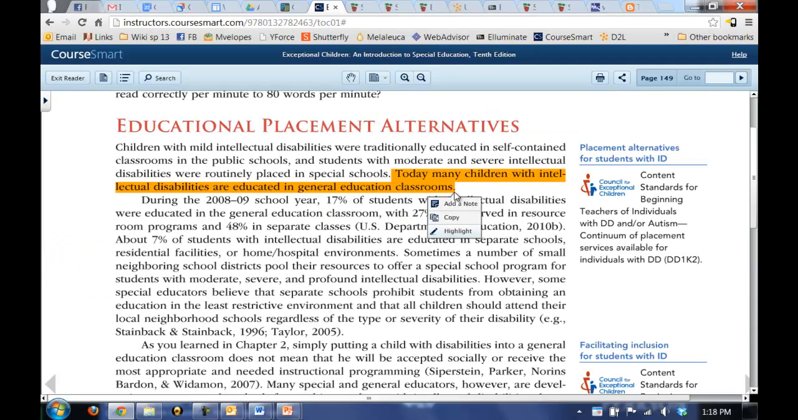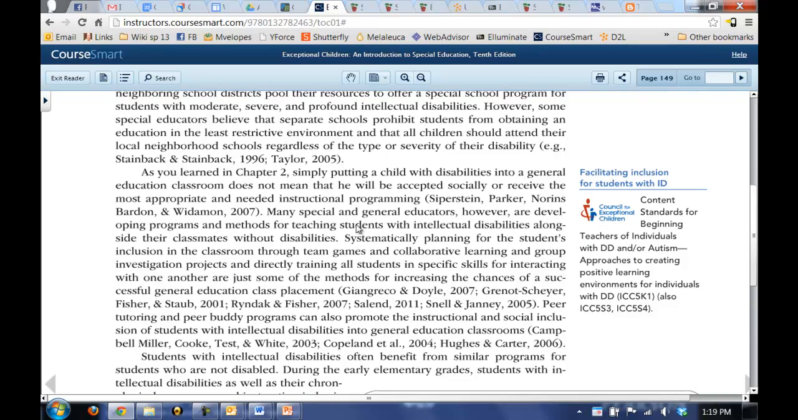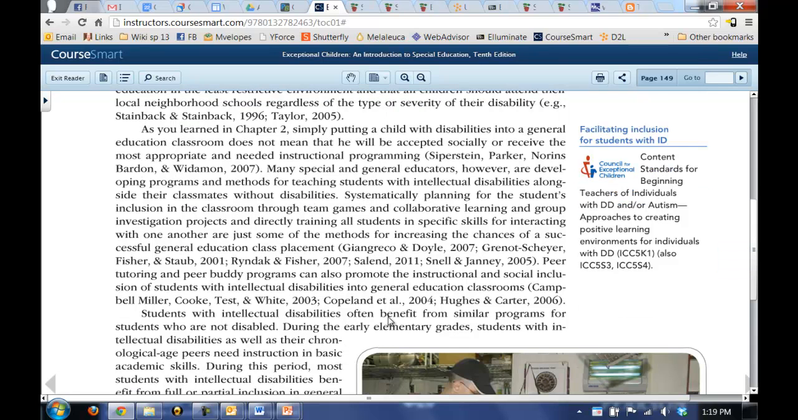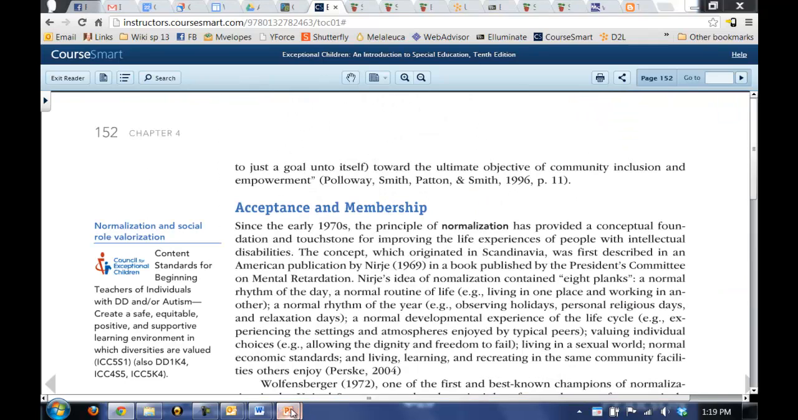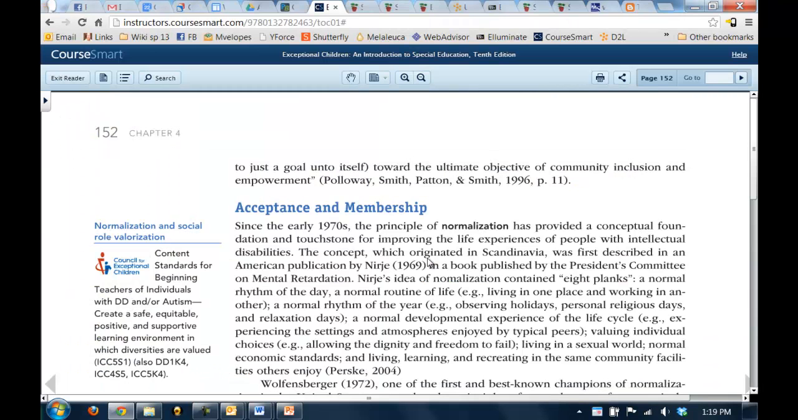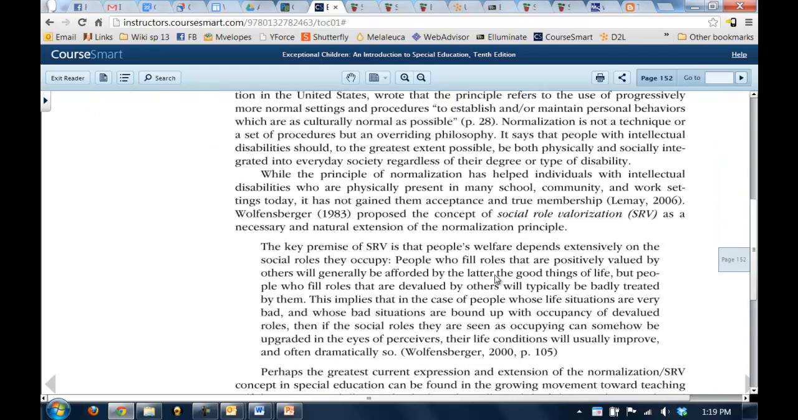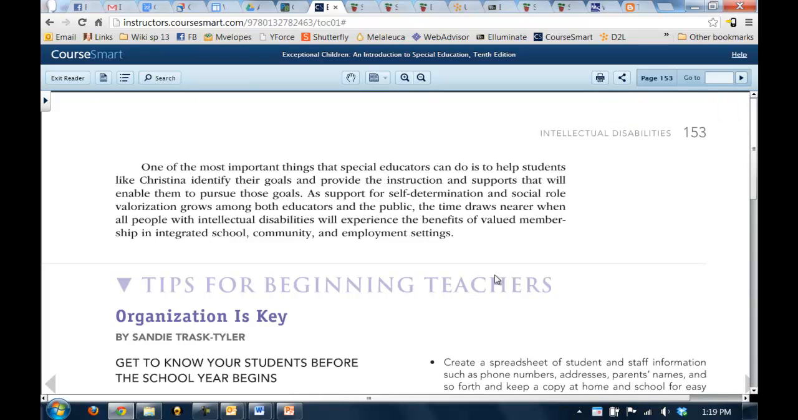So they're in the general classroom to the tune of 17%. General classroom does not mean they're accepted socially and receive the most appropriate help there. Many special ed and general classrooms are developing programs and methods for teaching students alongside classmates without disabilities. This acceptance, the principle of normalization, provided exceptional foundations. It's interesting how to set this up so that they're accepted. Special educators do important things to help students identify their goals and provide support to pursue their goals. Self-determination.